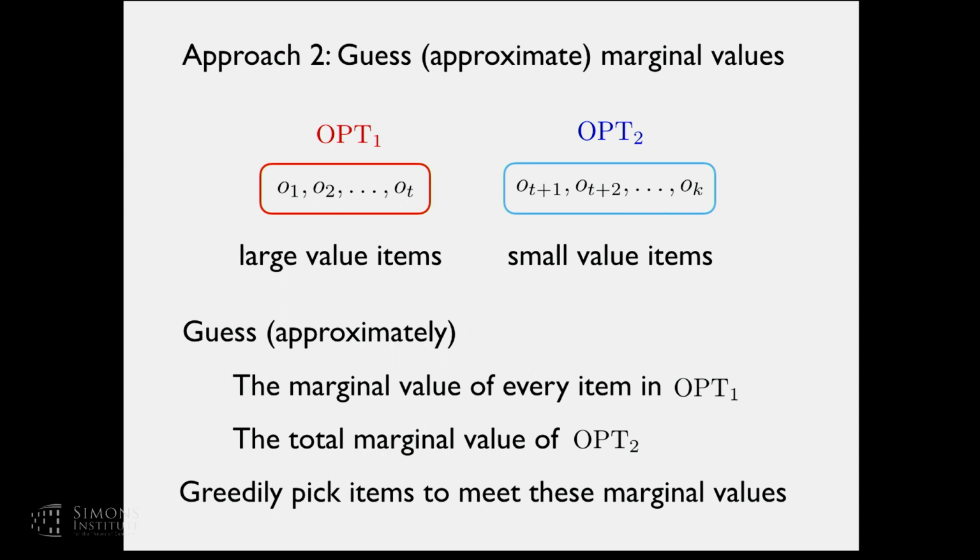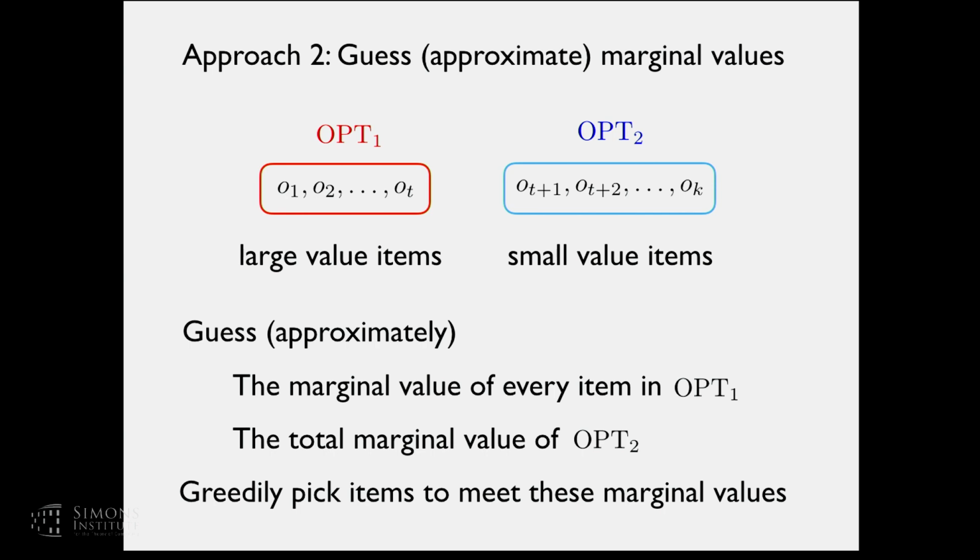So what is the idea? The idea is that instead of actually enumerating over these first few items that we consider to be valuable, we're instead going to try to enumerate over their marginal values. So the marginal gains that they get on top of the items that come before them. So we'll have a small subset of valuable items. And for those, we can afford to guess their marginal gains.